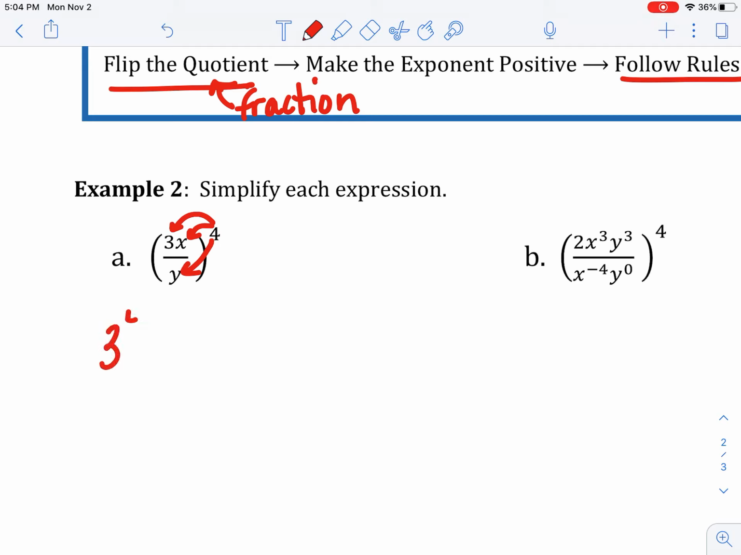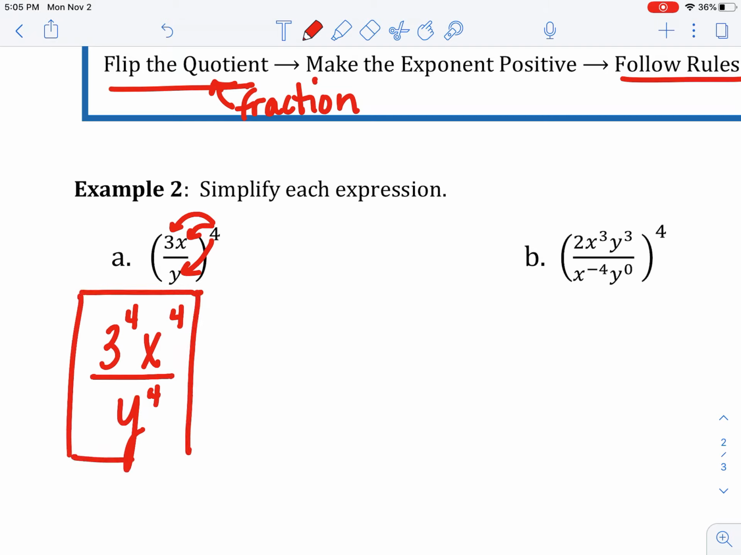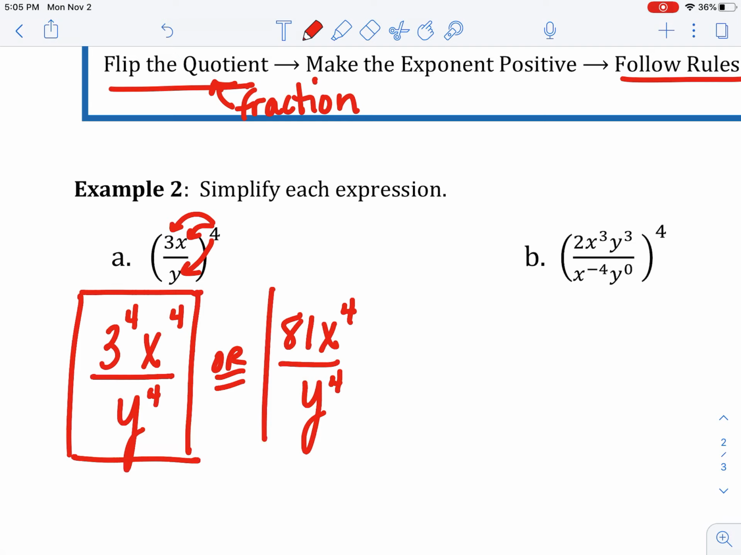So we have 3 to the 4th power, x to the 4th power, over y to the 4th power. I would be fine with that if you want to leave it like that. Or, of course, anytime we have numbers, if you want to turn that 3 to the 4th power into a final number, which would be 81, you could do that too. All right, 81x to the 4th power over y to the 4th power. Both of those answers would be completely acceptable. But the important thing to notice is the 4 on the outside has to get distributed to everybody inside the parentheses.